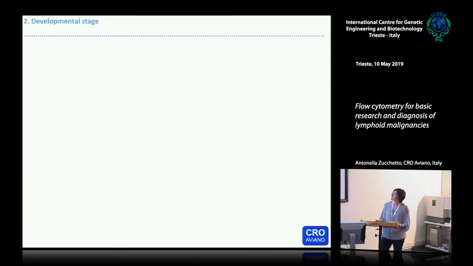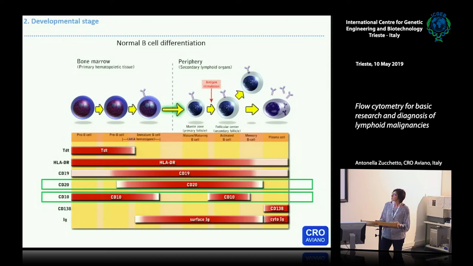Then we jump to developmental stage. So again, this cartoon shows you two important markers to discriminate the developmental stage. One is CD20, that as I told you, is not present in immature cells, and also on plasma cells, it decreases. And then it increases in this phase and has a strong expression in the germinal center of the lymph node. CD10 has an opposite behavior, since it's expressed in the first step of maturation, then its expression decreases and comes again in the germinal center of lymph node.